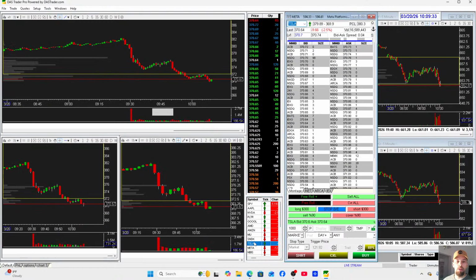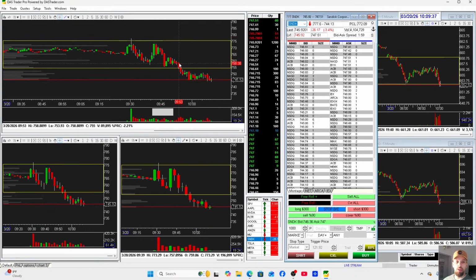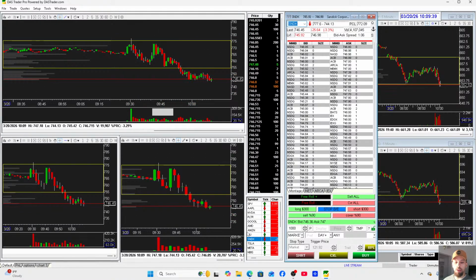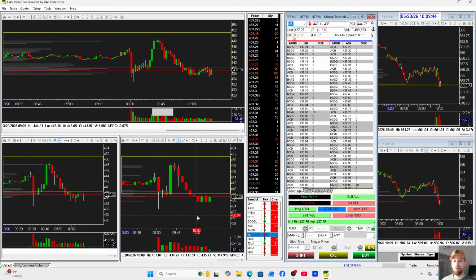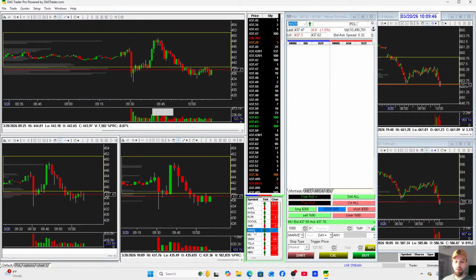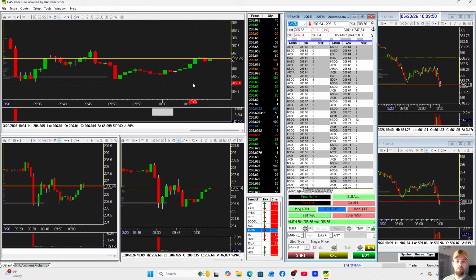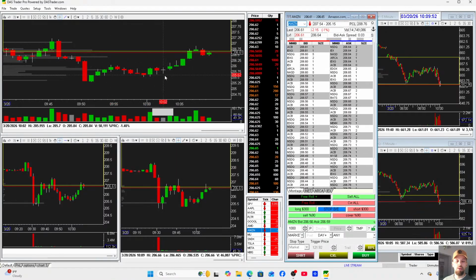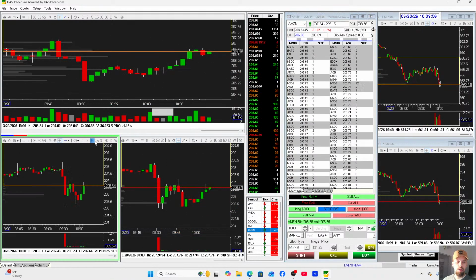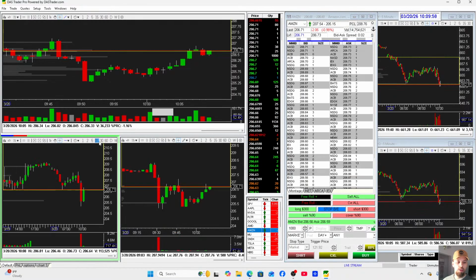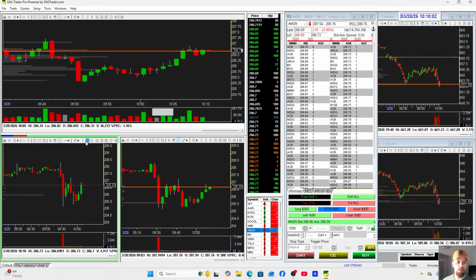Meta lost that level. SanDisk ran the range nicely with the continuation down. Just beautiful. MU flirting with the box here. Amazon, I can't see the volume, so I don't really like zooming in this much. Looking at these other time frames.